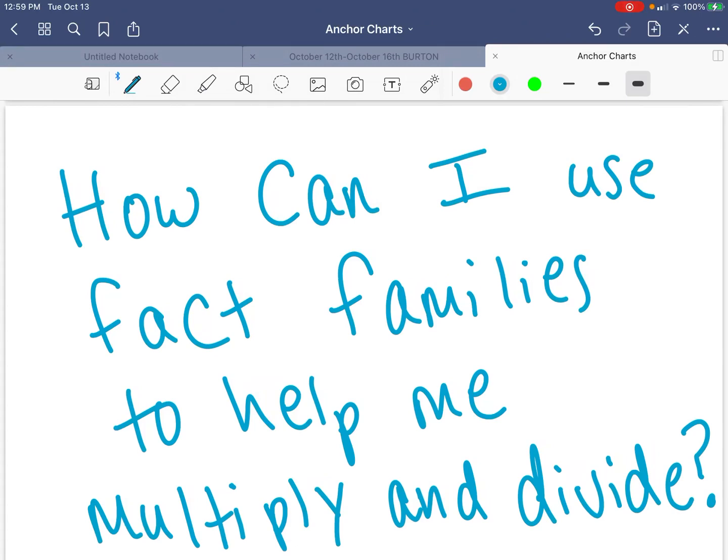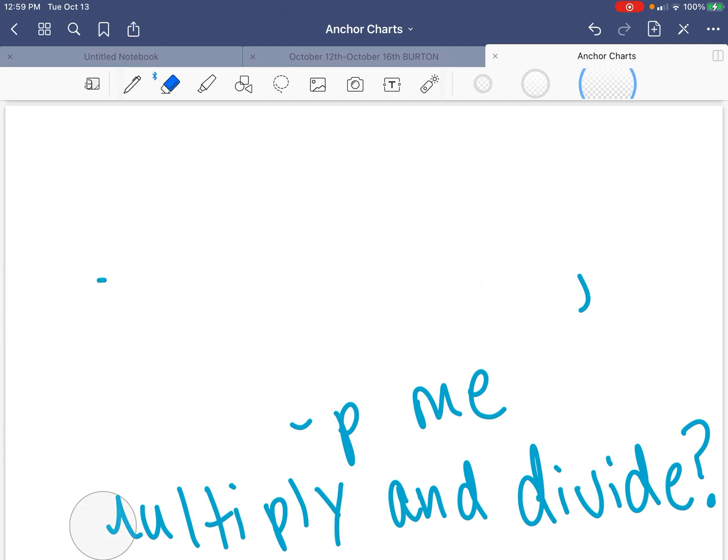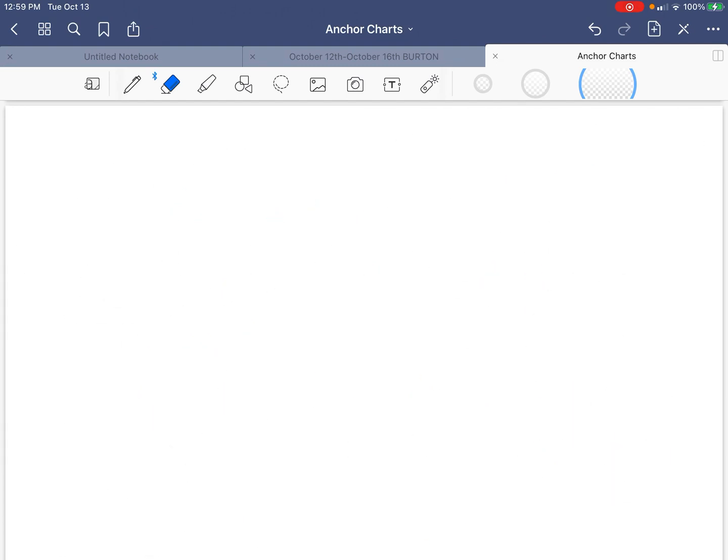Hey everybody, so today we talked about fact families. How can I use fact families to help me multiply and divide? That's what we're going to do today.